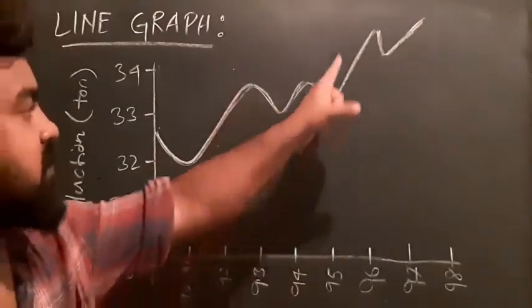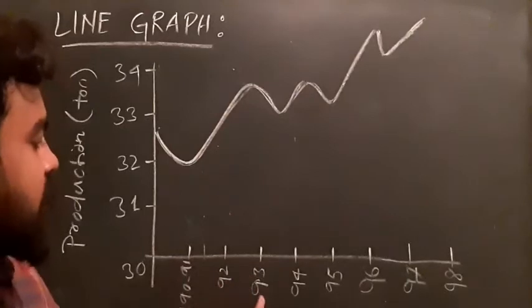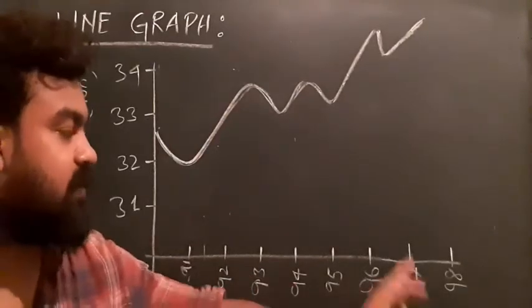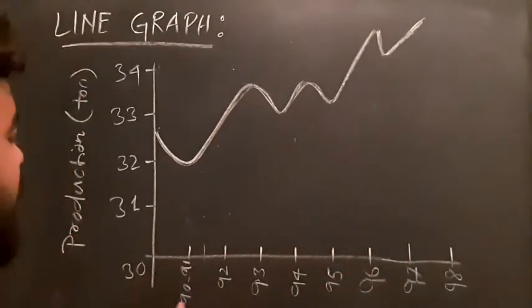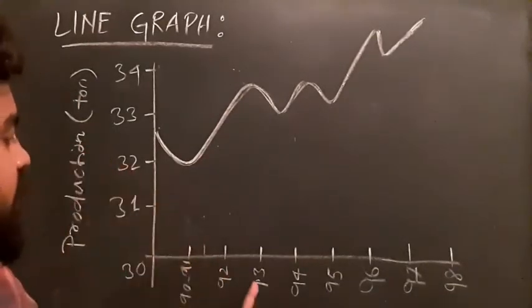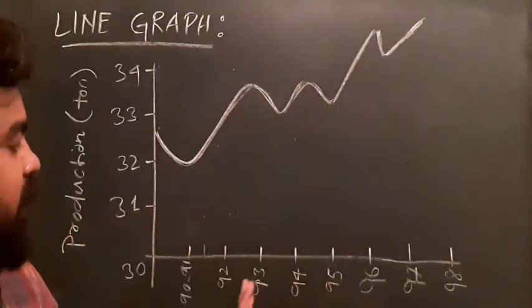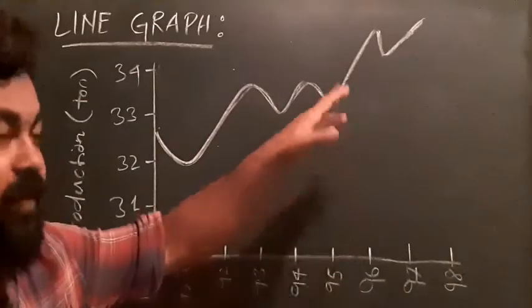So this line graph is drawn through 1990 to 91, 92, 93, 94, 95, 96, 97, 98. What happened? How much production was there in 1990 to 91? In 92, how much production was there? In 93, production is somewhat down. In 94, somewhat up compared to 93. Again in 95, somewhat down.